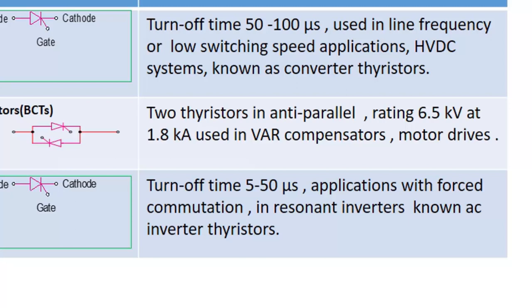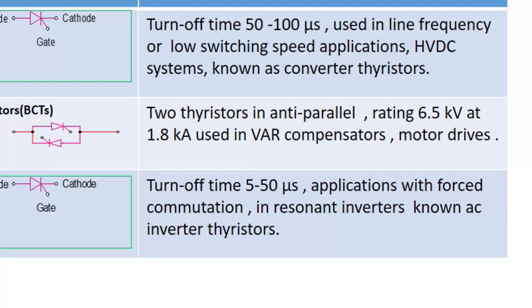Here let's discuss a little bit about commutation. Commutation means nothing but turning off of the thyristor. There are basically two types of commutation: forced commutation and natural commutation. Natural commutation: in case of AC supply, reverse voltage automatically appears across the thyristor and the thyristor gets turned off. That's why the method is known as natural commutation.